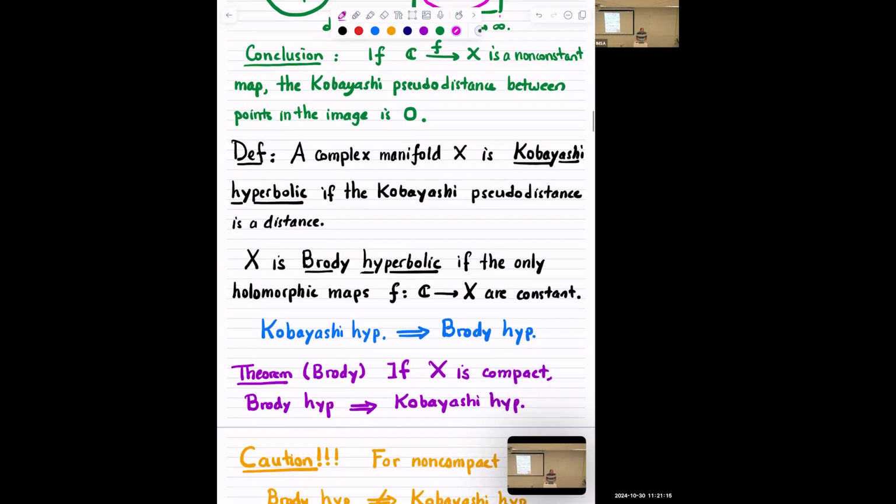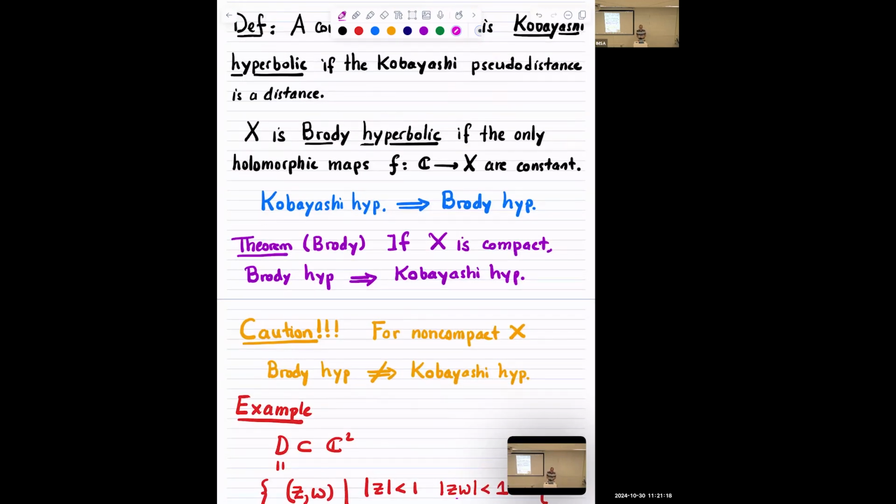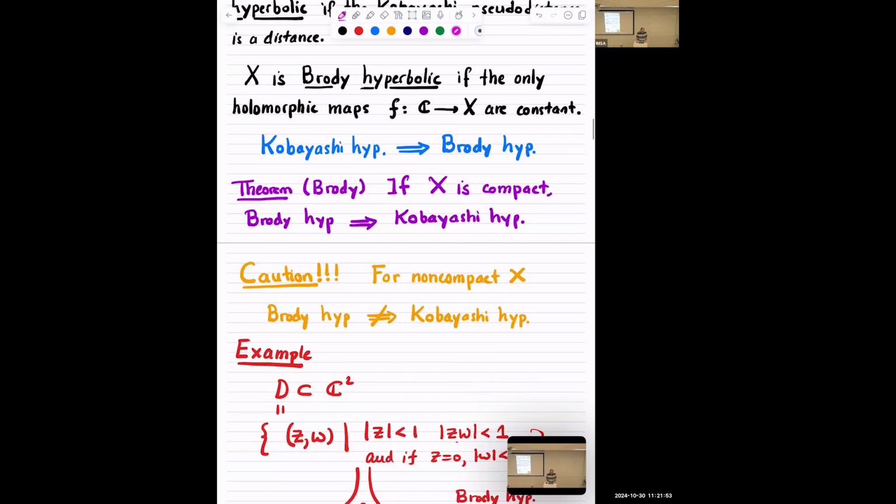And then the amazing theorem of Brody, it's a really nice theorem, is that the converse is true if X is compact. So if you have a compact complex manifold, the Kobayashi pseudo distance is a distance if and only if there are no non-constant entire curves in X. Let me caution you that people often also talk about Kobayashi hyperbolicity of non-compact things like complements of hypersurfaces, right? This equivalence is not true for non-compact manifolds. For non-compact manifolds, Brody hyperbolicity does not imply Kobayashi hyperbolicity.